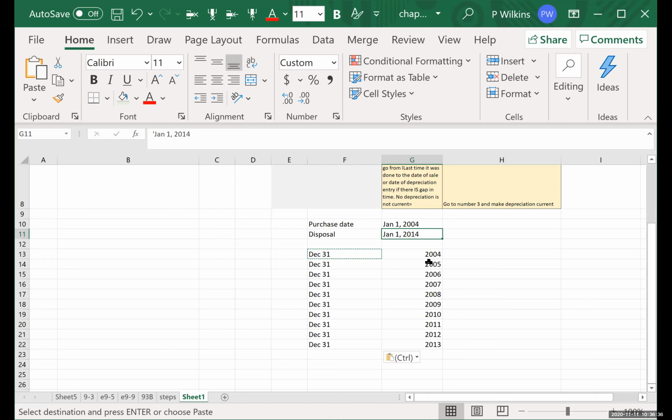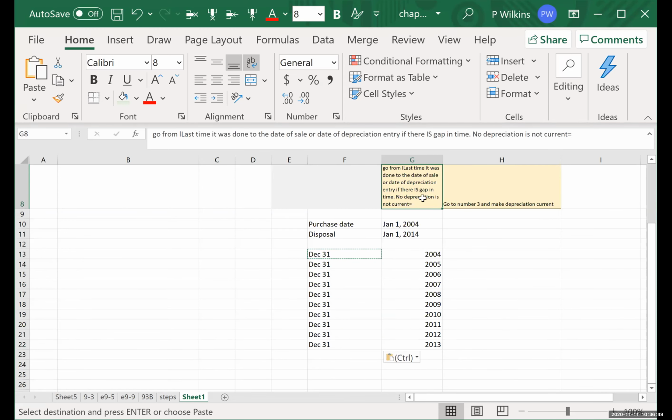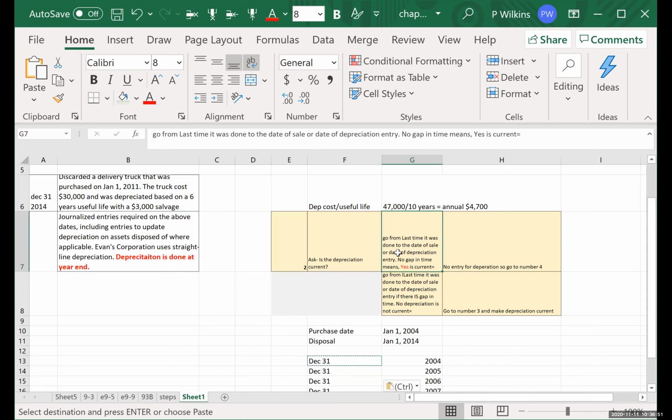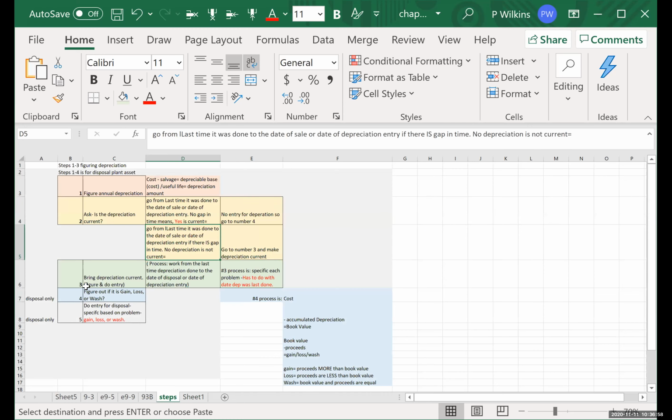Okay. So we depreciate, it's fully depreciated, or the depreciation is current. Okay. So since the depreciation is current, we then go to the next step, which it tells us here. Yes, it's current. You go to step 4. All right. So we're going to go down. We're going to go to step 4. I'm going to go back over here to the steps, and I'm going to go to step 4.